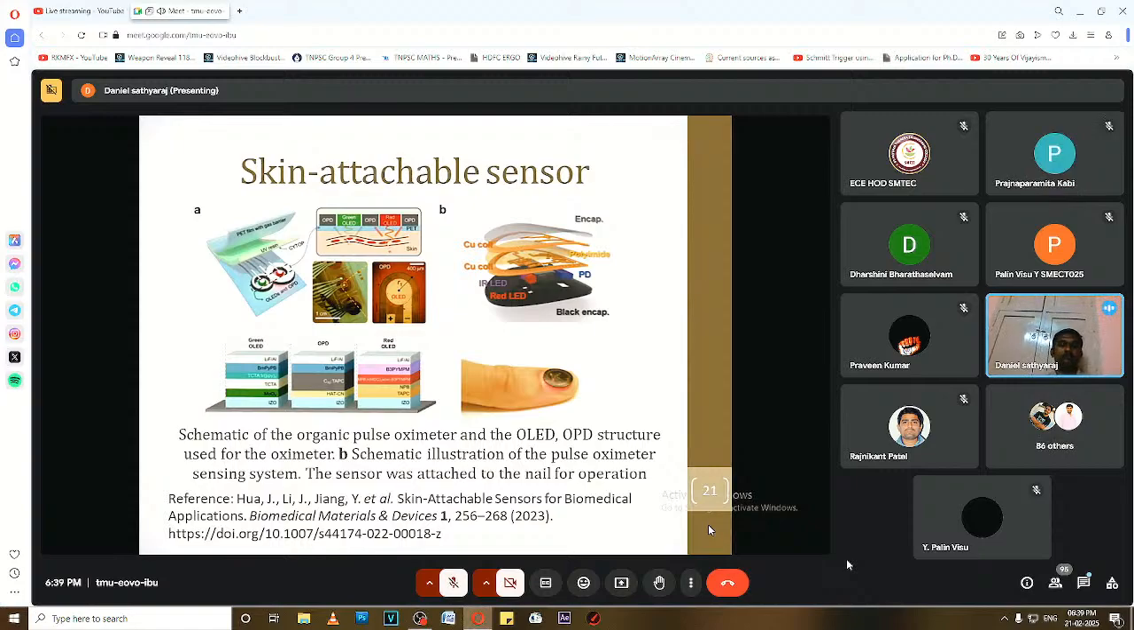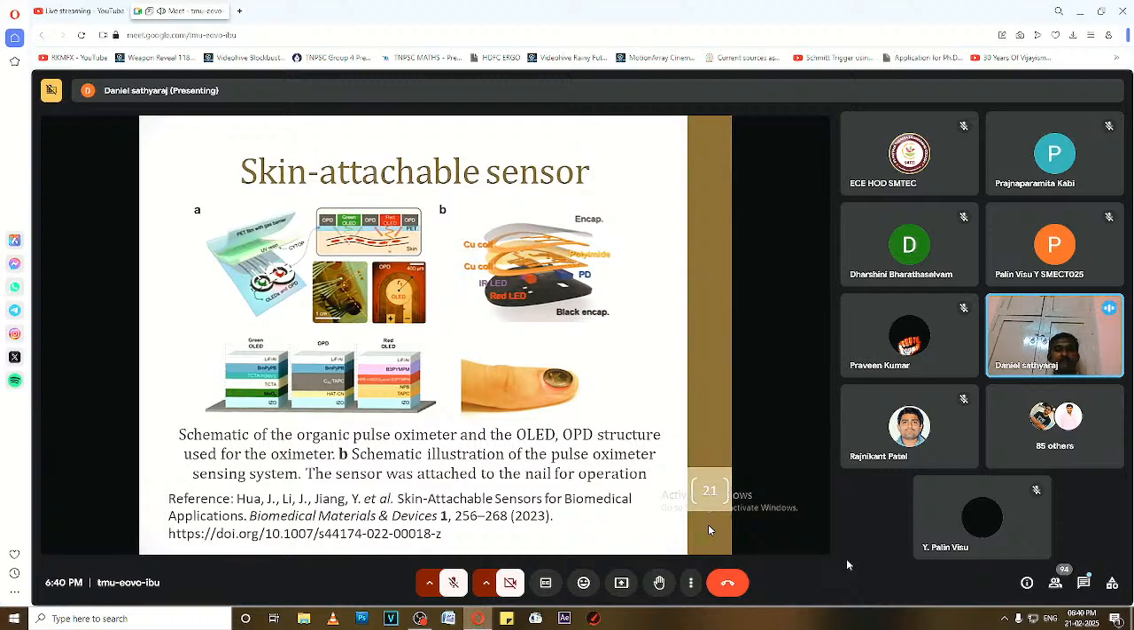Another type of sensor, where the research is going on, is the skin attachable sensors, which are nowadays increasing. I have taken a few examples. One is the organic pulse oximeter and the OLED type of thing. When the pandemic occurred, these types of sensors evolved much, because we couldn't go and touch the person or go and meet the person. If we can fix this sensor only once in the hospital, then they can measure the readings using the oximeter. This is a small sensor. It can be placed on a nail itself, so it doesn't need any other thing.